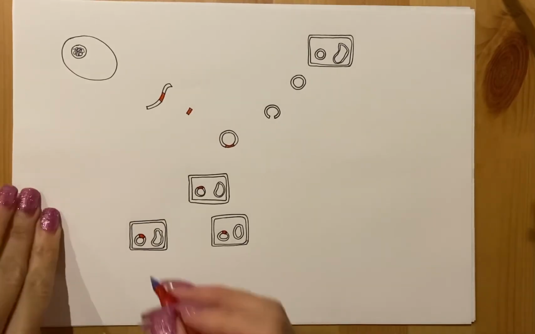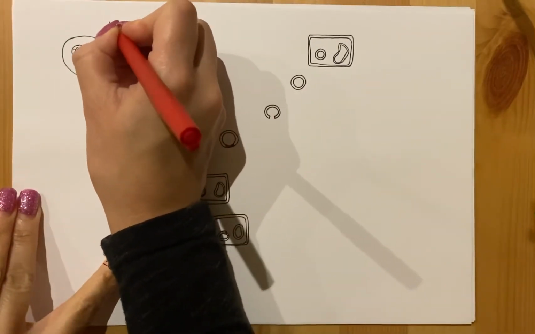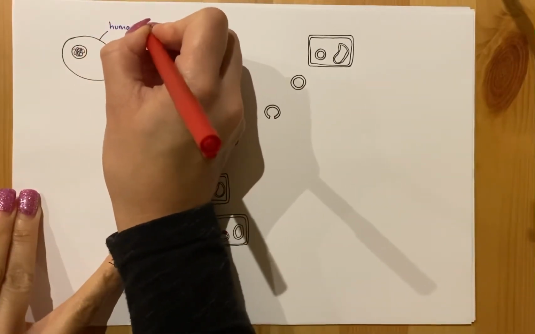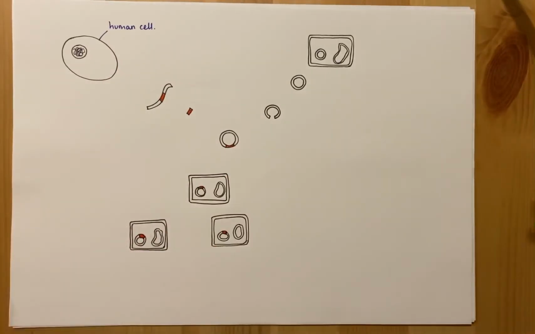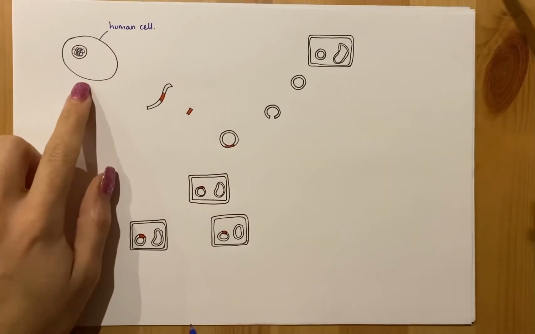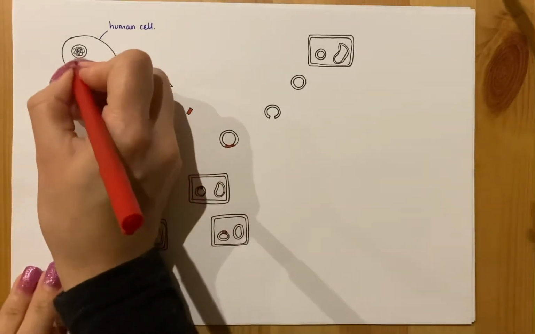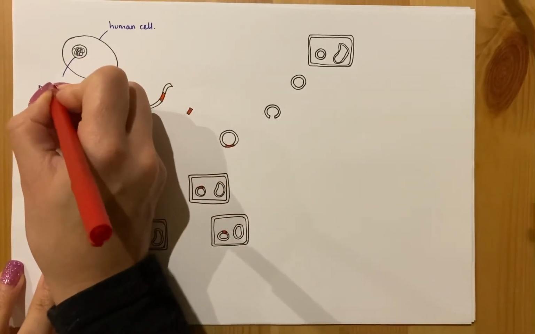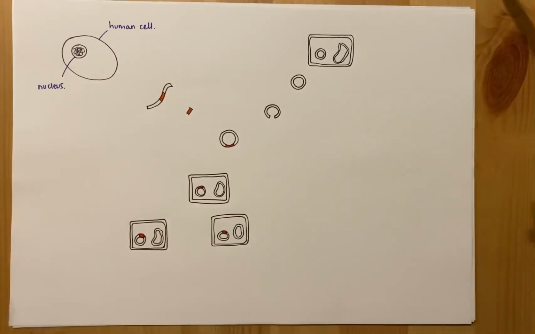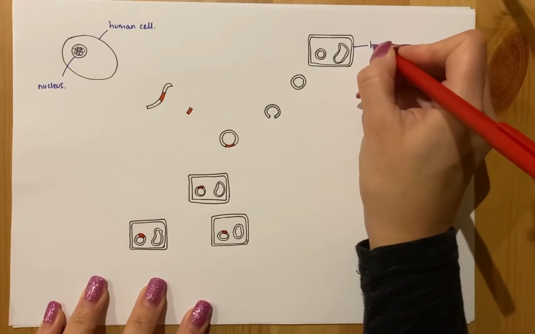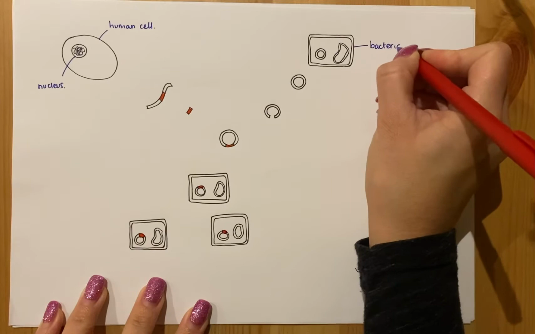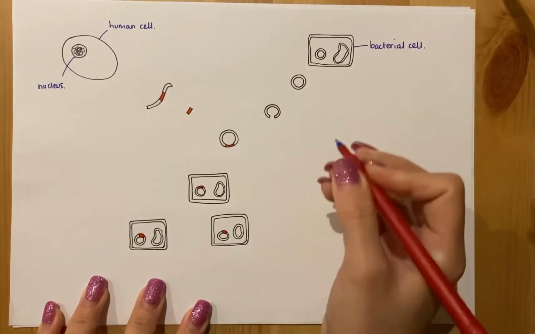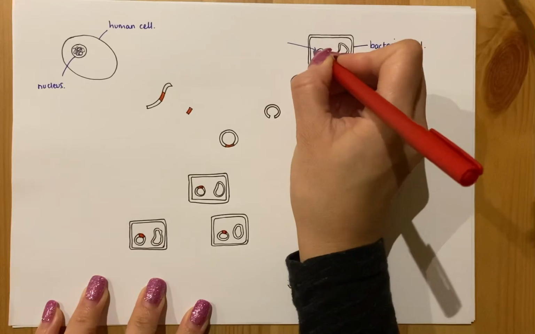So first of all, label this one. This one is a human cell. Generally it's an animal cell, but more specifically a human cell. Notice it doesn't have a cell wall. And this part here is the nucleus. We know that the nucleus contains genetic information in the form of DNA, which is twisted up into chromosomes. This thing here, like I just labelled before, is a bacterial cell. And that circular piece of DNA inside the bacterial cell is a plasmid.